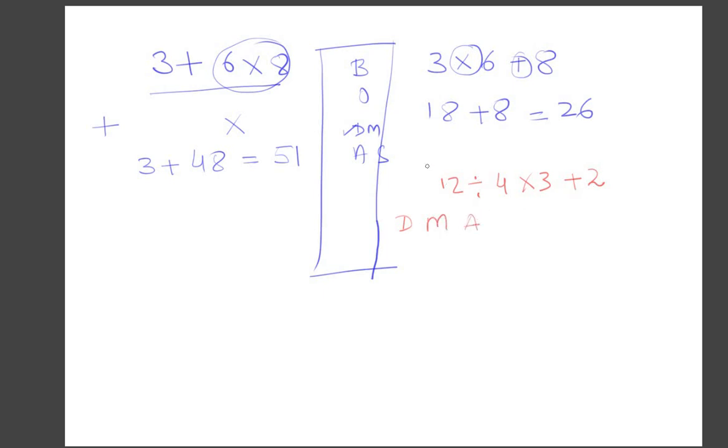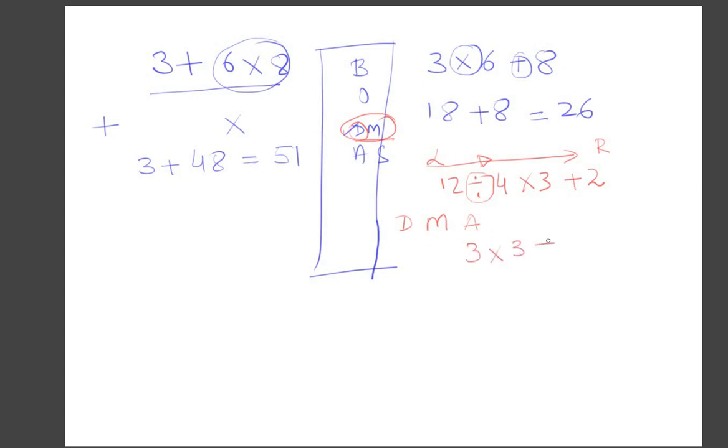Now, if I scan from left to right, if I scan from this end, I know I've got my D and M together. In the same expression, I've got a divide and I've got a multiply. Now, what do I do first? When I scan it from left to right, what do I encounter first? A divide or a multiply? I encounter a divide first. And that is why in here, division takes precedence over multiplication. So I will solve the division first. So 12 divided by 4 is 3.